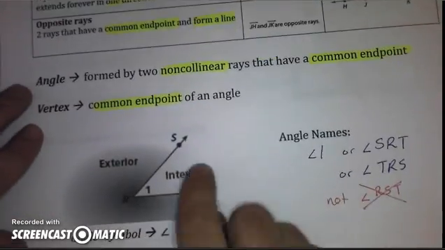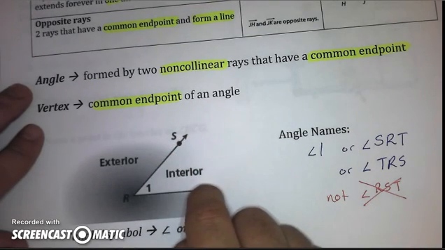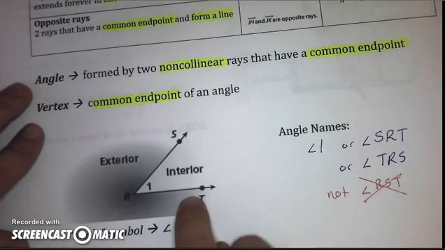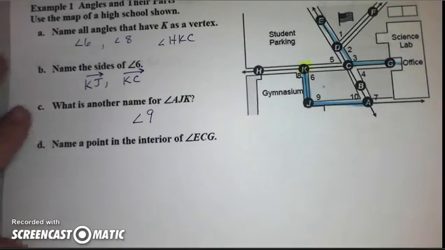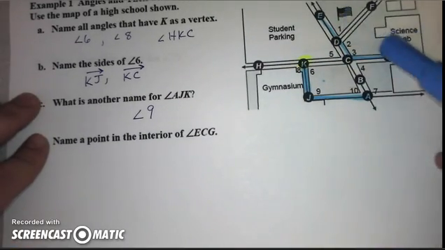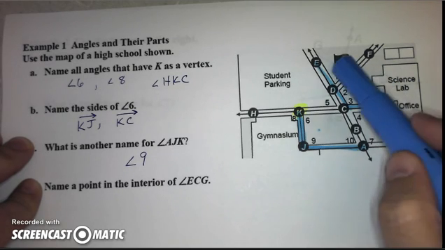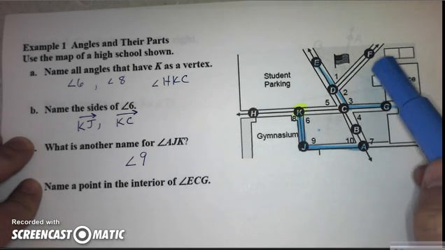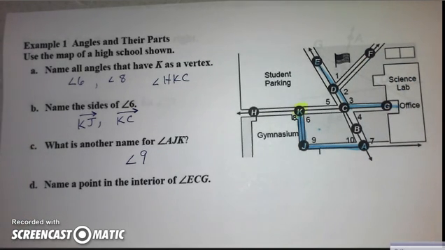The interior of an angle is all of the space that is enclosed by those two rays. And so anything that goes around the outside is the exterior, and this is the interior. Okay, so we have angle ECG, so anything in this open space here is considered on the interior, and we see that we have point F on the interior.